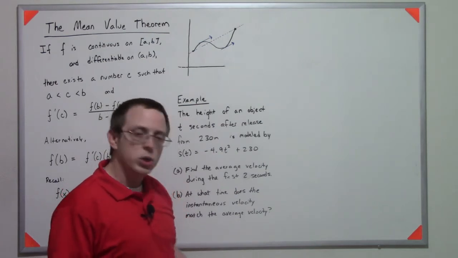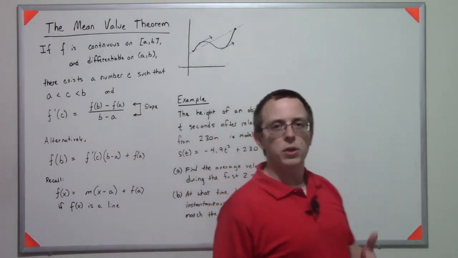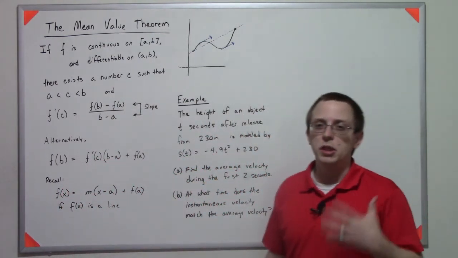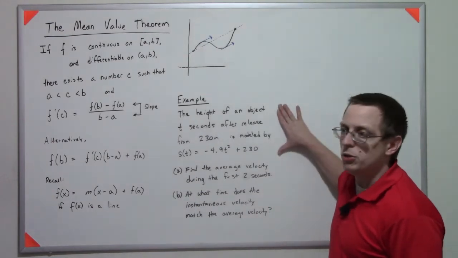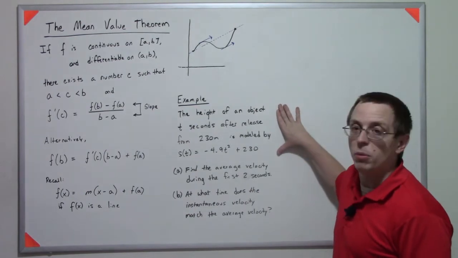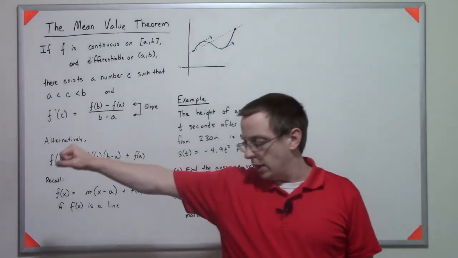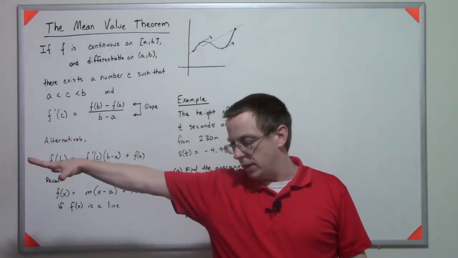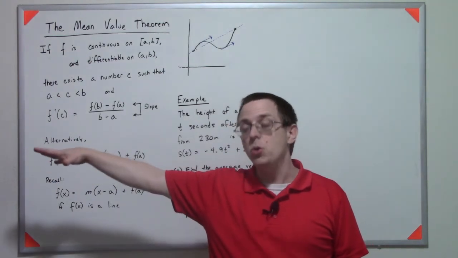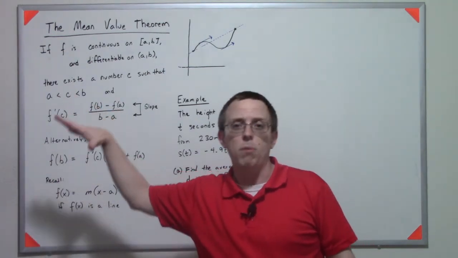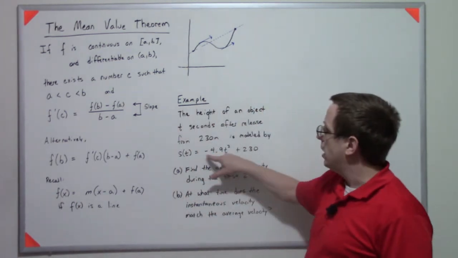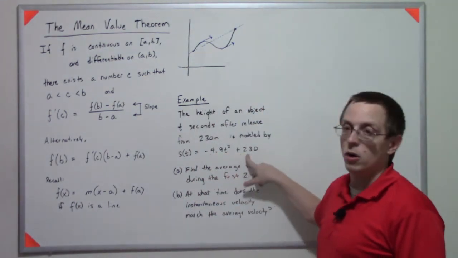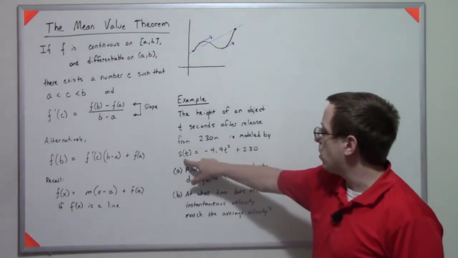Anyway, so we want to do an example. And a very simple but illustrative example is this. I've got an object and I'm 230 meters above the ground. And I drop that object from 230 meters, and I can model where it's going to be in space by this function, negative 4.9 t squared plus 230. This models my position.